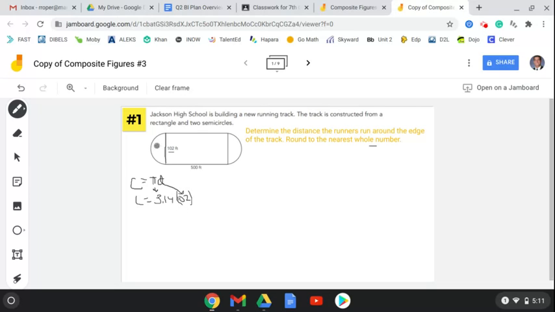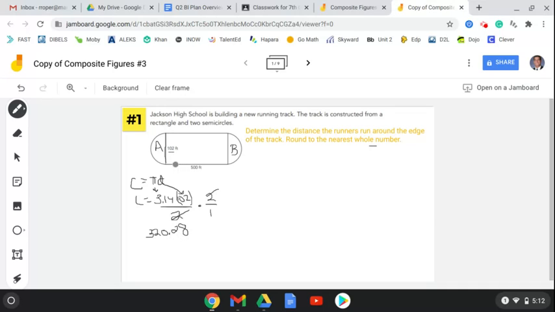Now, if I'm finding the circumference of this semicircle, let me call this semicircle A, then I would take my circumference and I would divide by 2, right? Because it's a semicircle, it's half of a circle. But over here, if I call this semicircle B, I have 2 semicircles. And so I would end up multiplying this circumference by 2 because I have 2 semicircles. And so if I were to multiply by 2, as you can see, these 2's right here would simplify. And so what you're left with is C equals 3.14 times 102. And when I put that in my calculator, I get 320.28.